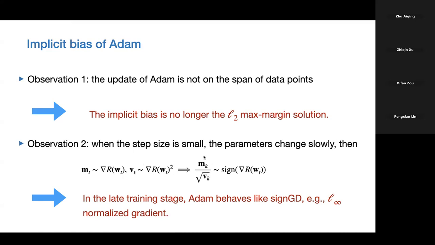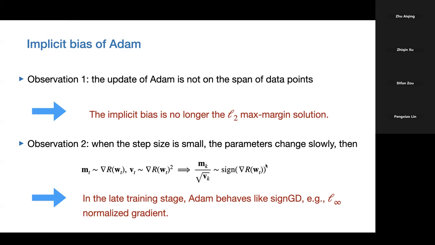And then by calculating this normalization, we find out that m_k divided by v_k is approximately the sign of the gradient. So this means that in the late training stage, where the gradient is small and the learning rate is small, Adam will behave like sign gradient descent. We first calculate the gradient and then take the sign and use the sign to make the model update. Sign gradient descent is also kind of L infinity normalizing the gradient.